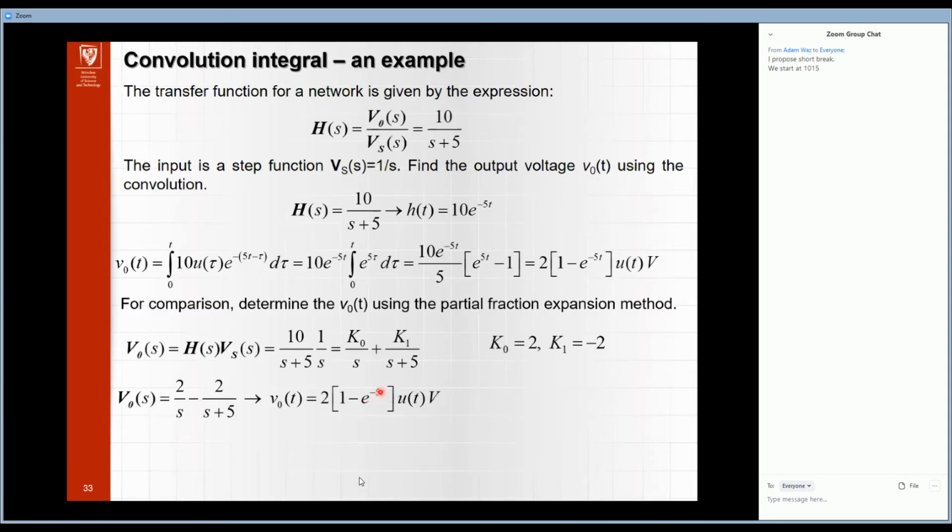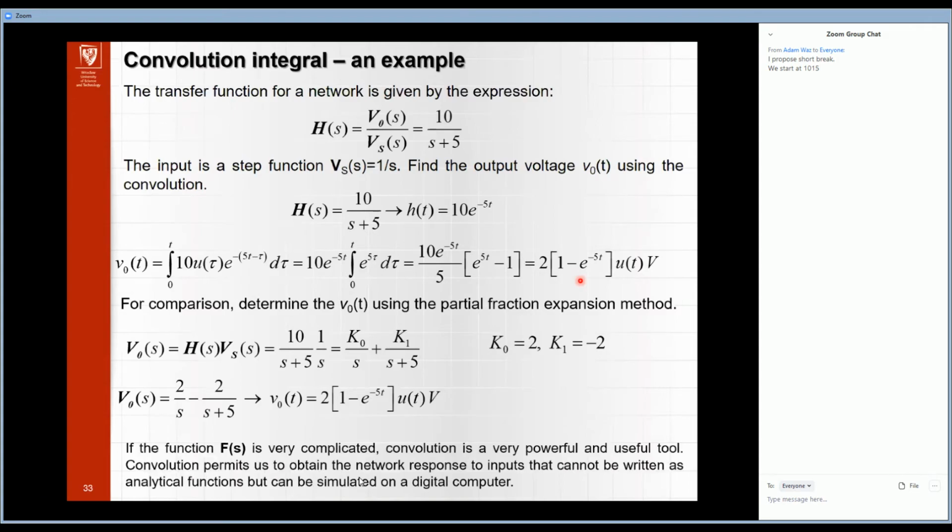Using the frequency shifting property, we obtain the same results here and here. So using the convolution, and using the second method, partial fraction expansion, we obtain the same result.